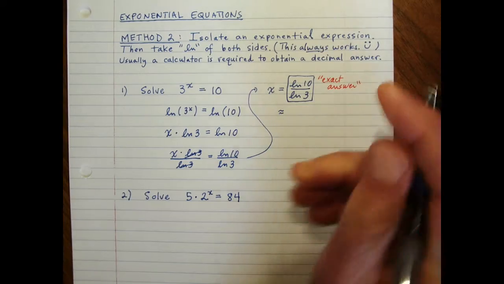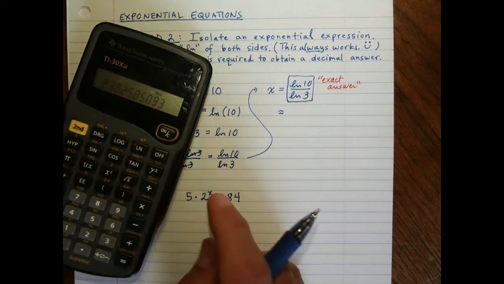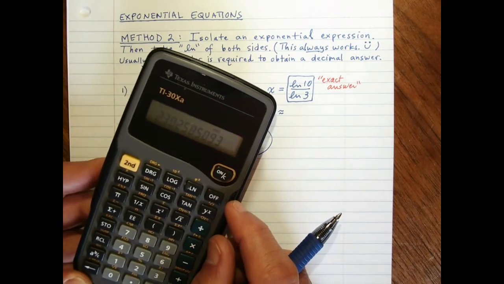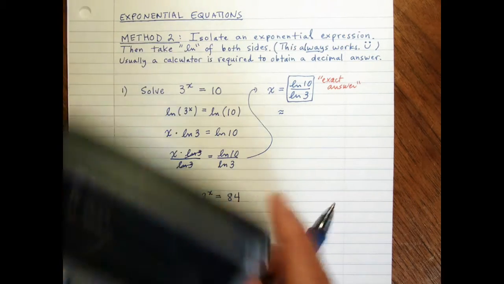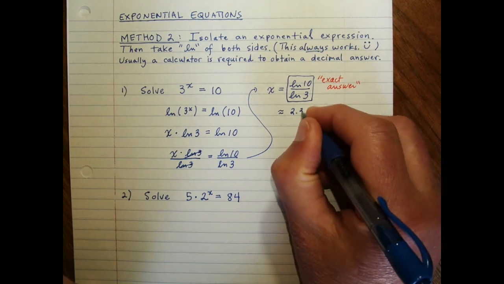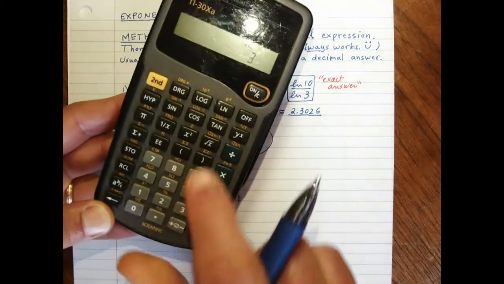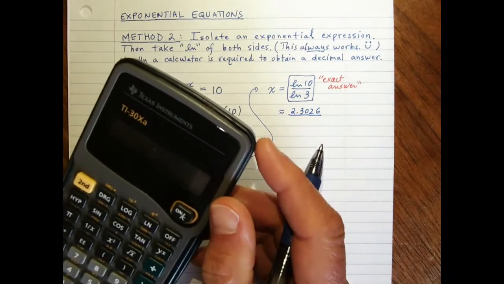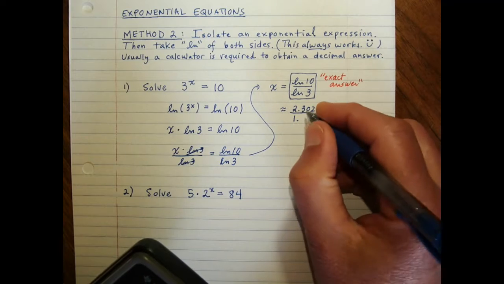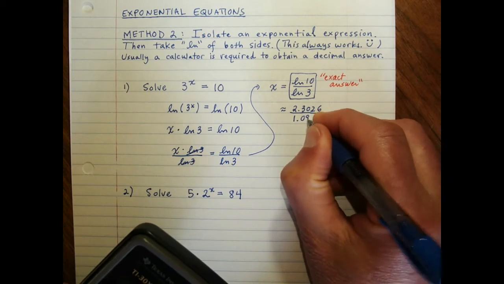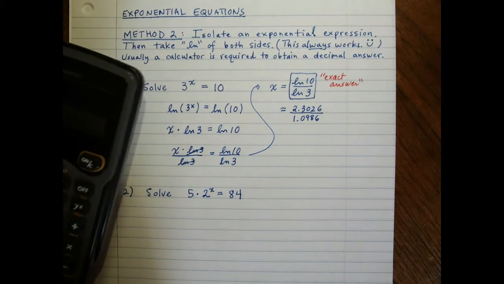using calculator values. So let me get my calculator out here, and ln 10, I can calculate. I'm going to round off to 4 decimal places, 2.3026, divided by ln 3. So 3, hit my ln button, that looks like it's 1.0986.